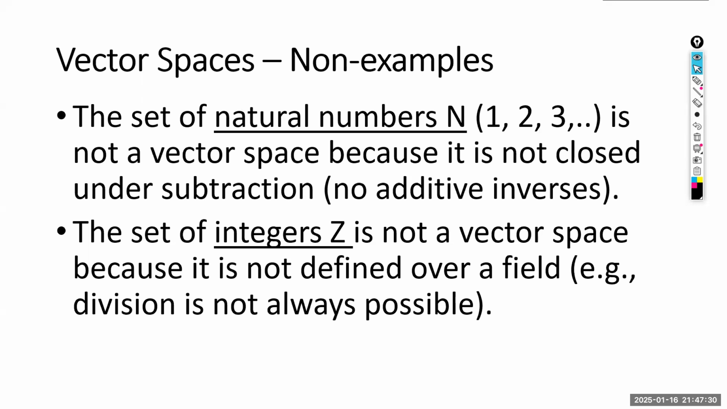Why is that? What is the additive inverse of +2? -2. And -2 is not a natural number. The additive inverse must come from the same set. So therefore natural numbers are not vectors.